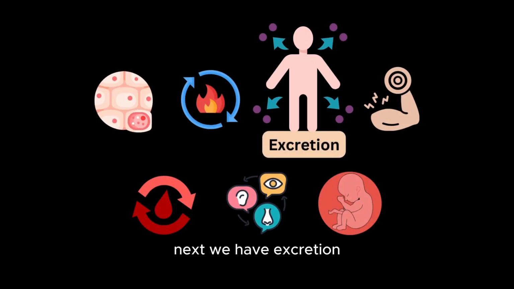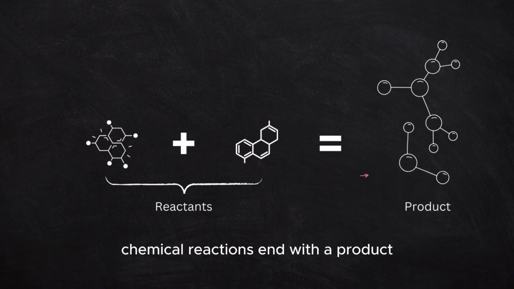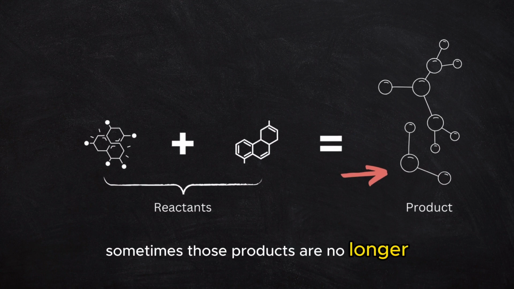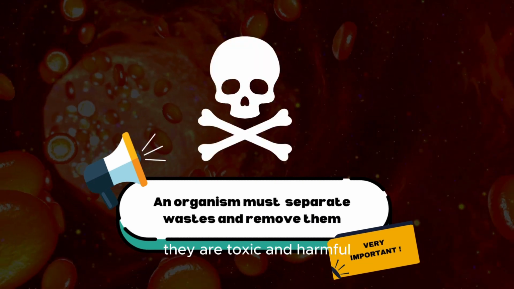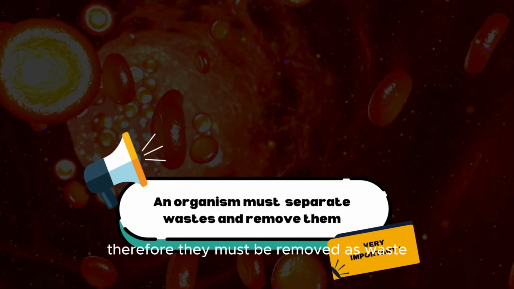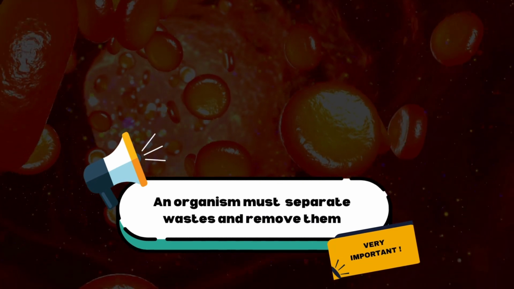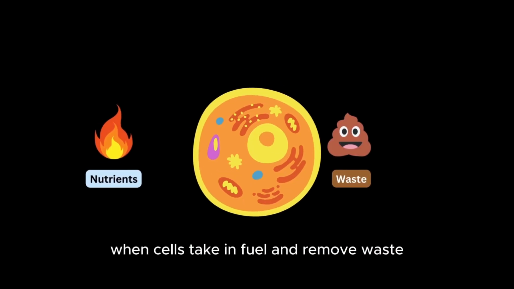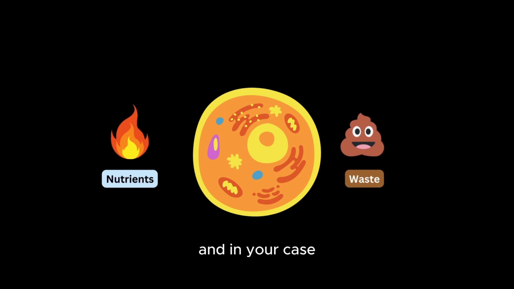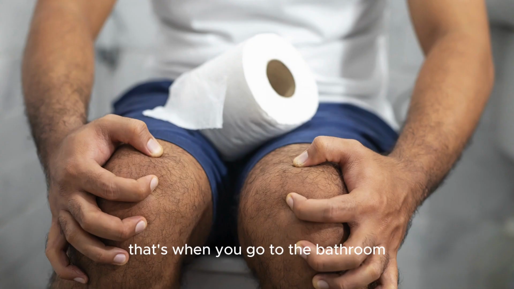Next, we have excretion. Chemical reactions end with a product. Sometimes those products are no longer useful to a cell or the human body. If accumulated, they are toxic and harmful, therefore they must be removed as waste. This can happen at a cellular level, when cells take in fuel and remove waste. And in your case, that's when you go to the bathroom.